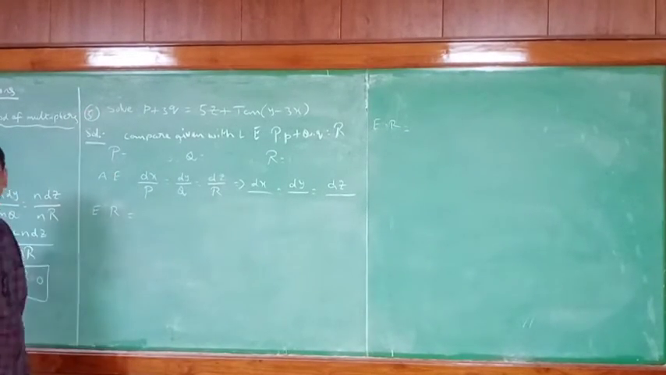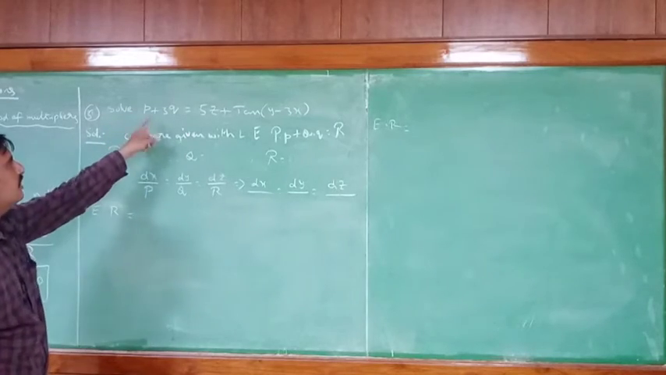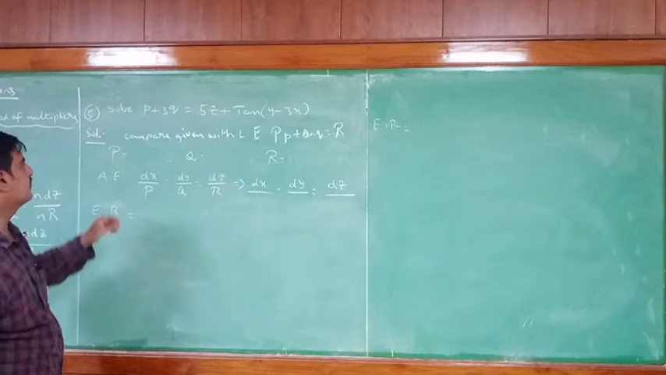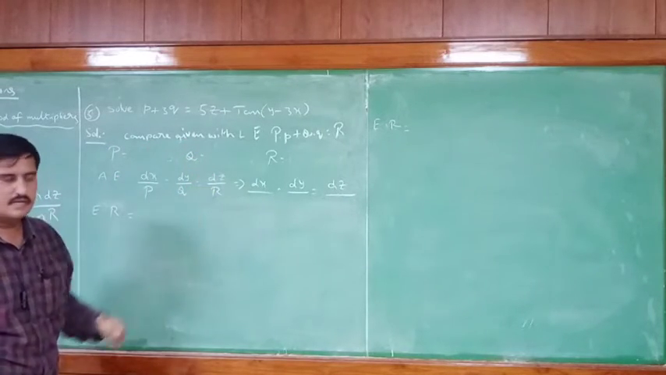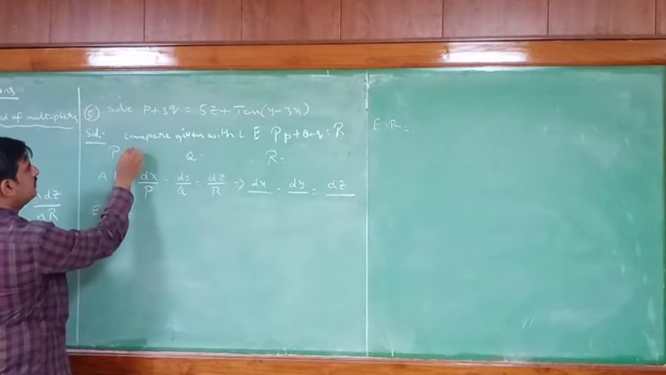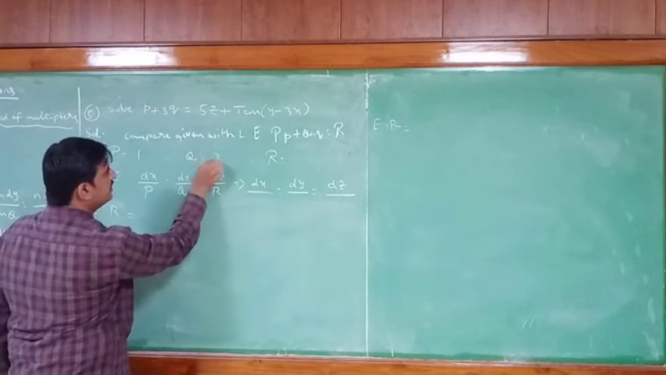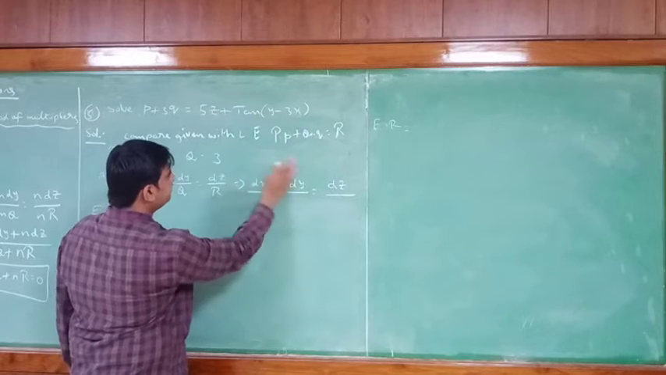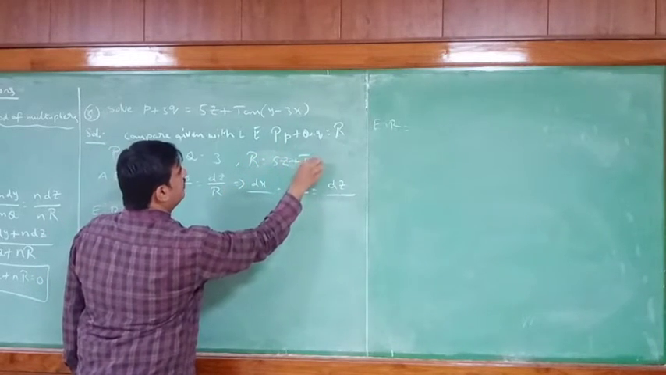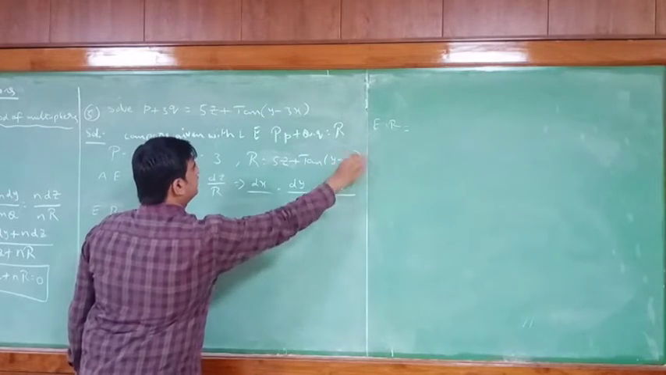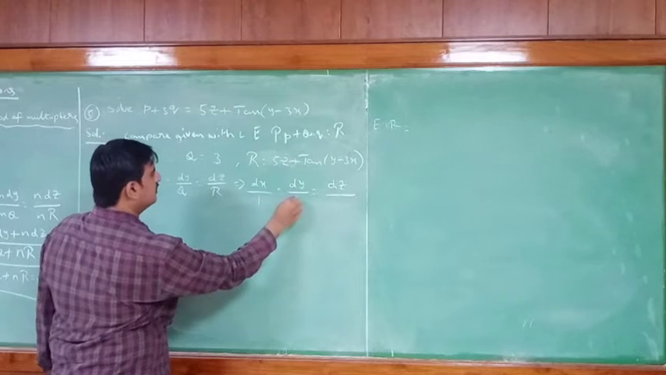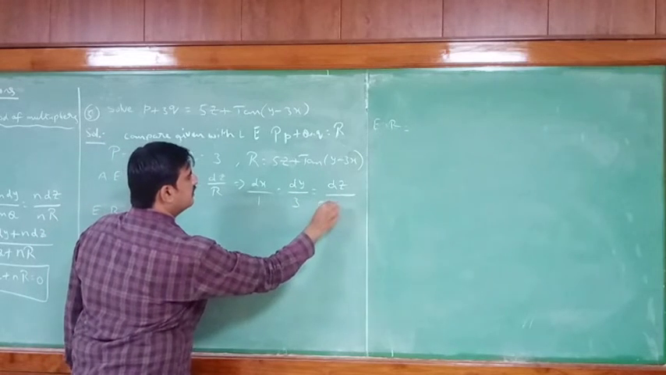Sum number 5, solve p plus 3q equal to phi z plus tan of y minus 3x. So compare the given equation with Lagrange's equation. What I get here is, my capital P is nothing, so I will take 1, capital Q is 3, and capital R is phi z plus tan of y minus 3x. Now the auxiliary equations. So quickly write here, what is my P, Q and R?